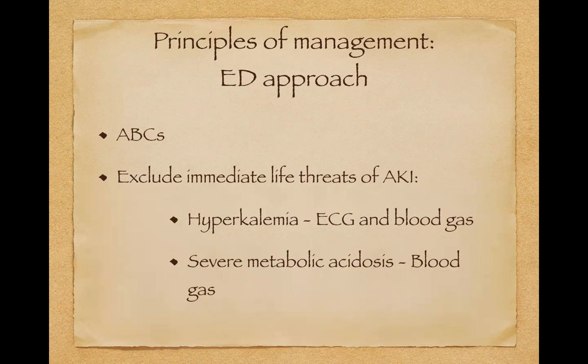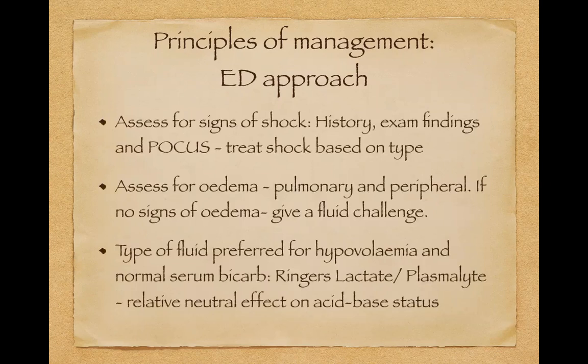First, your primary survey. The main thing in AKI is that there are two immediate life threats, which you always have to look out for and exclude, which is hyperkalemia and severe metabolic acidosis. So your ECG and your blood gas are two adjuncts when it comes to investigating and looking out for these, in order for you to pick them up early and treat them appropriately.